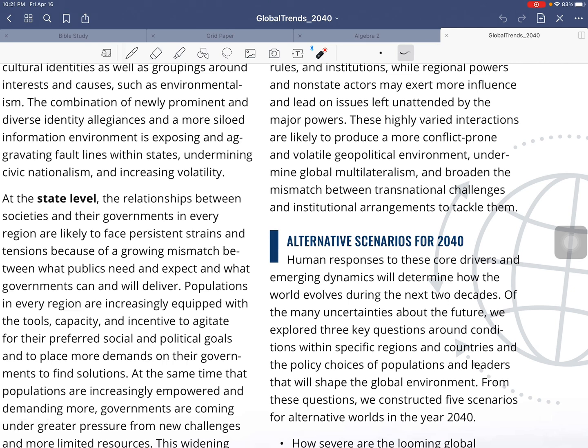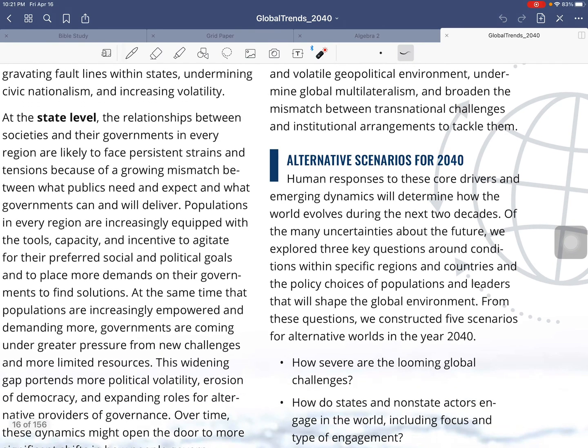Alternative scenarios for 2040. The final possibility. Human responses to these core drivers and emerging dynamics will determine how the world evolves during the next 2 decades. Of the many uncertainties about the future, we explore 3 key questions around conditions within specific regions and countries and the policy choices of populations and leaders that will shape the global environment. From these questions, we constructed 5 scenarios for alternative worlds in the year 2040.